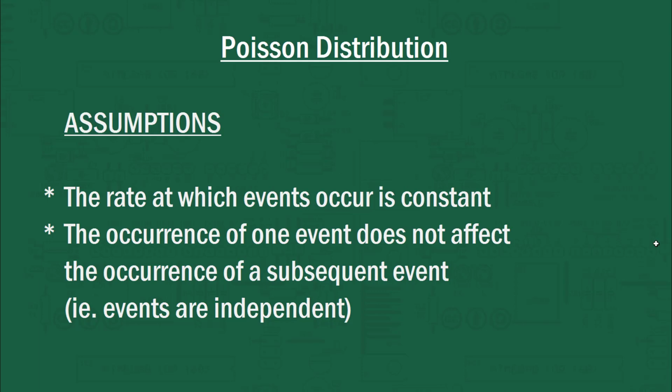So it shouldn't matter if an event just happened, that shouldn't influence the time interval till the next event. Now, these assumptions won't necessarily hold in reality, so it's often good to appreciate when you're using the Poisson distribution just how relevant it is to the question at hand. And we'll see with some examples here whether these assumptions are going to break down.